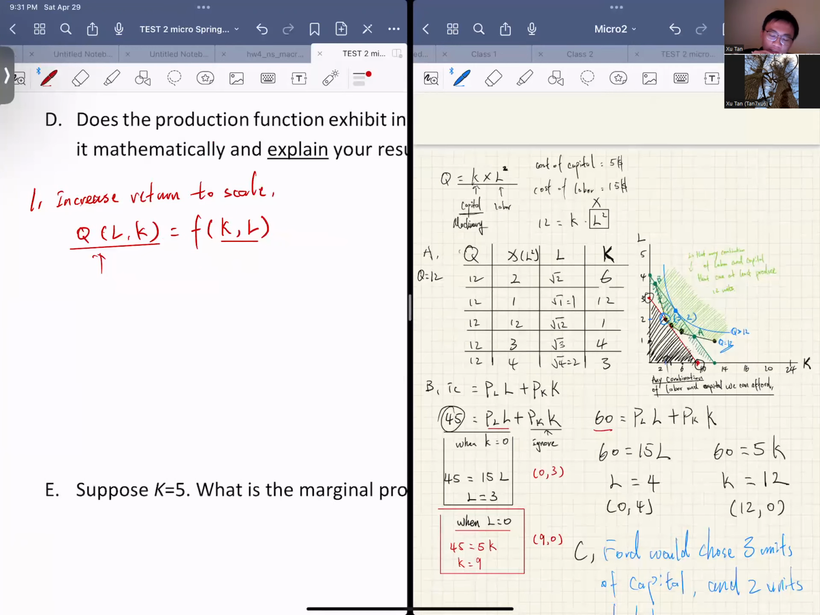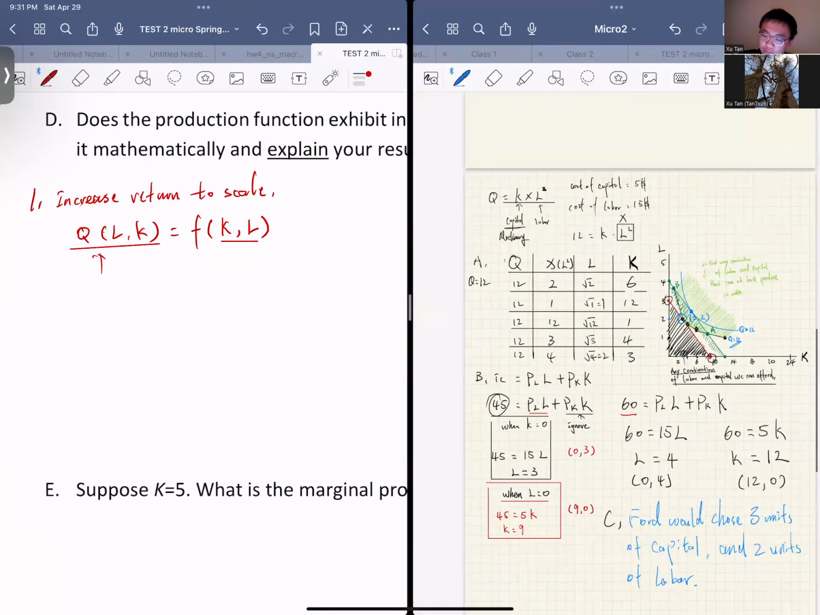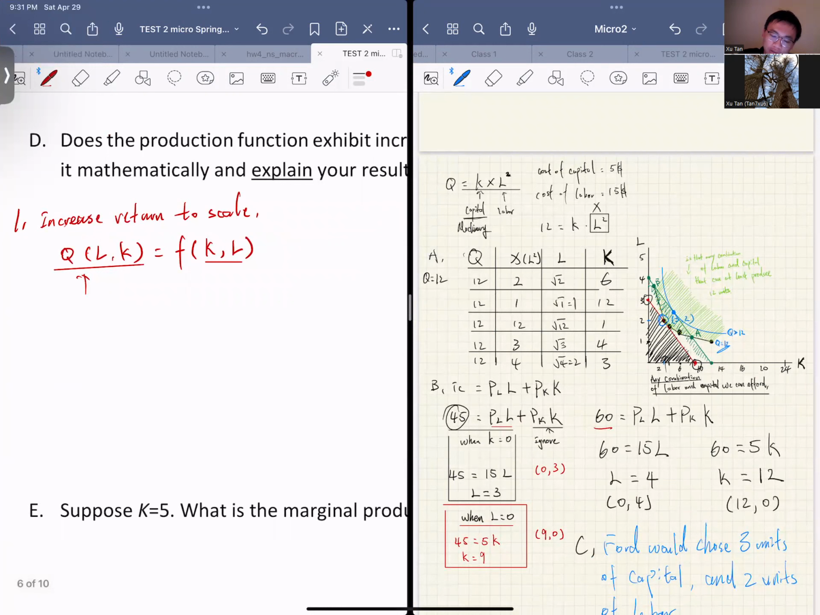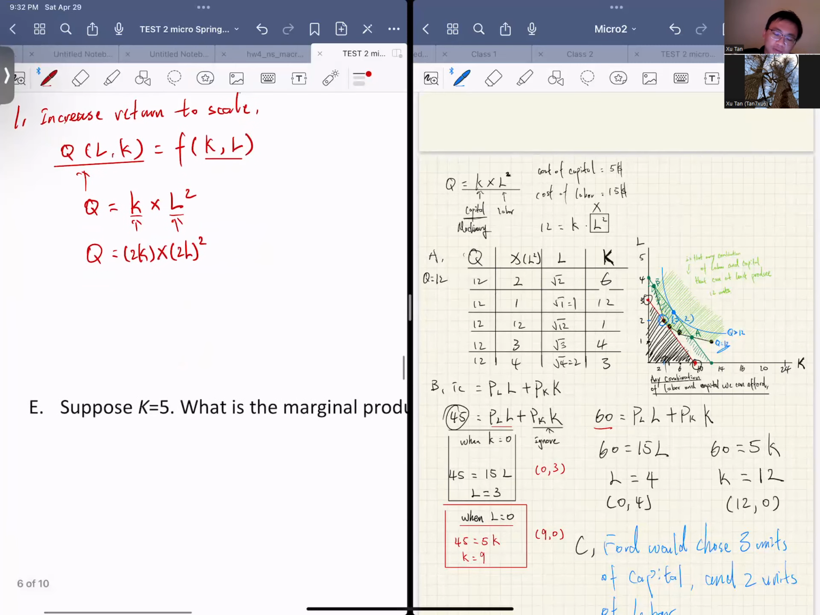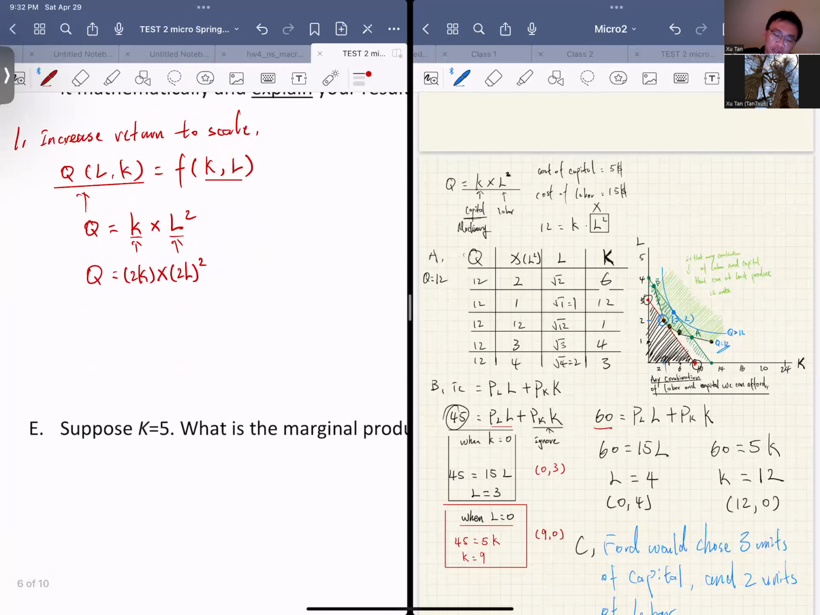So let's look at our function. In this function, it's actually increasing returns to scale. So Q equals K L squared. If we increase everything in K and L, we will have 2K times 2L squared equals Q. If you don't know how to work this out, you can just plug in numbers. So I'm going to just plug in numbers.